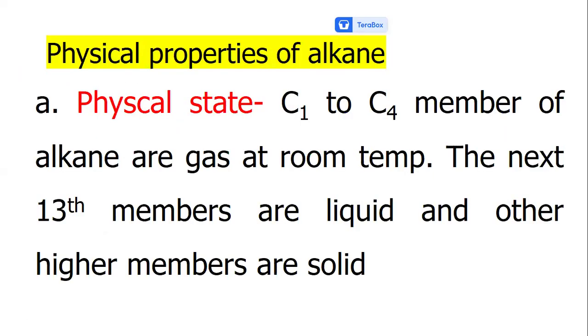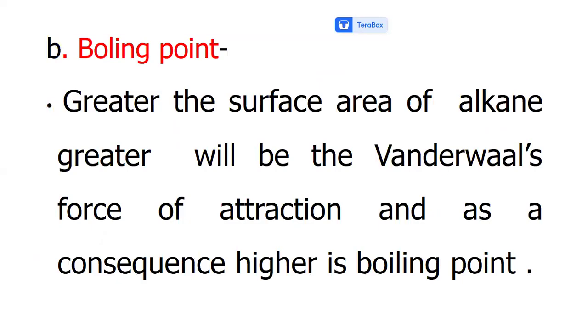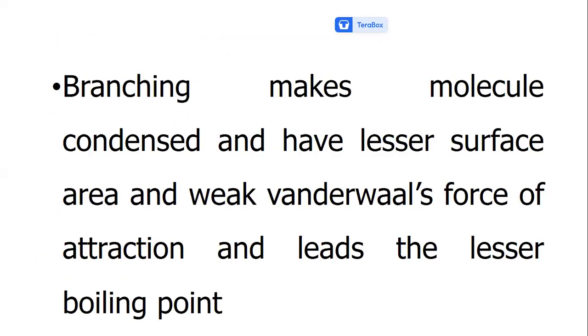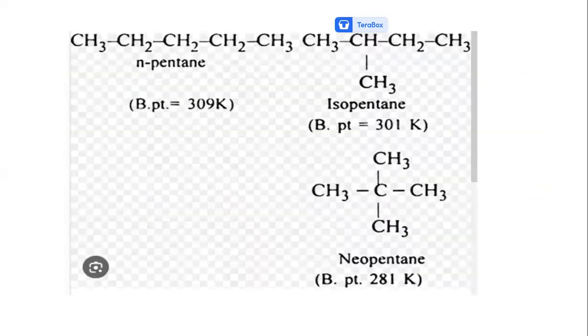Physical properties of alkanes. Physical state: C1 to C4 members of the alkane series are gases at room temperature. The next 13 members are liquids and the higher members are solids. Boiling point: the greater the surface area of the alkane, the greater the van der Waals force of attraction, and as a consequence, the higher the boiling point. Branching makes the molecules compact, with lesser surface area and weaker van der Waals forces, leading to a lower boiling point. See in pentane, isopentane and neopentane, n-pentane has the highest boiling point and the least is neopentane.